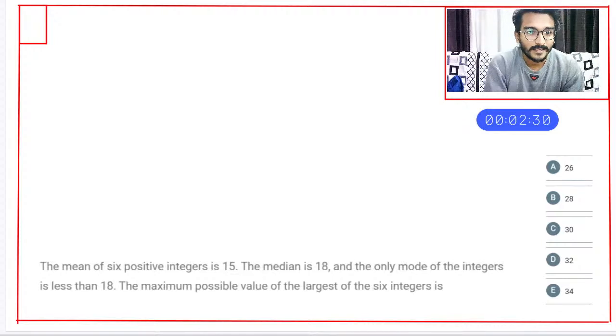All right, let's begin today's class. We have this question. So, without any delay, let's start the question now. And your time starts now.